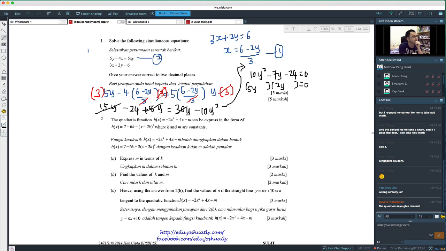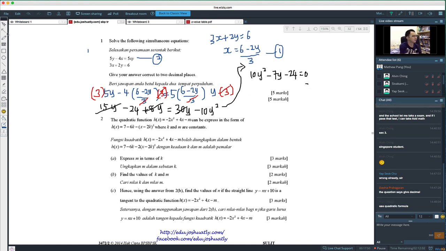Minus 3y divided, 6 minus 2y over 3. The question says give the answer as a decimal. Oh, alright. Since the question says give decimal, it means I'm correct. So then you will need to give decimals, and in order to get decimals you have to use the formula. Just let me zoom it bigger a bit.